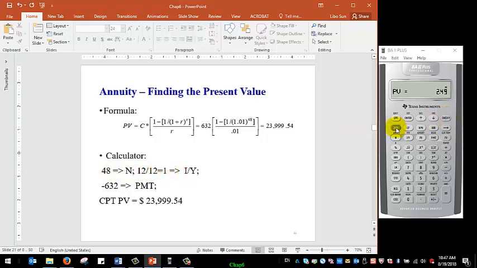So let's try. Second, clear everything. This time, 48 into N. The rate is 12 divided by 12, which is 1%. I put that into I/Y. Then the monthly payment is 632, negative, into payment. This is the sign convention. Then I compute how much I borrowed today. That's a PV question, PV. Okay, so I got it.